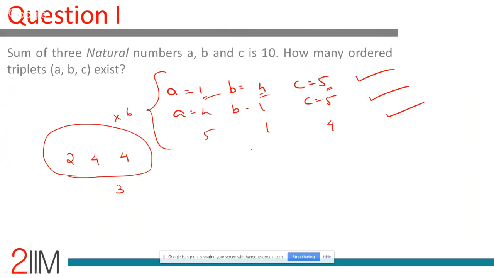So ordered pairs, ordered triplets, order matters. Say we are told x plus y equals 10. Find how many ordered pairs exist. 1, 9 and 9, 1 will also get counted. That idea, that funda, what is meant by the term ordered, that's important.